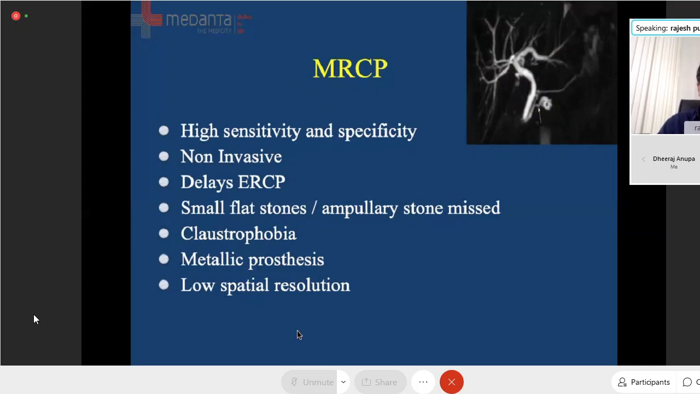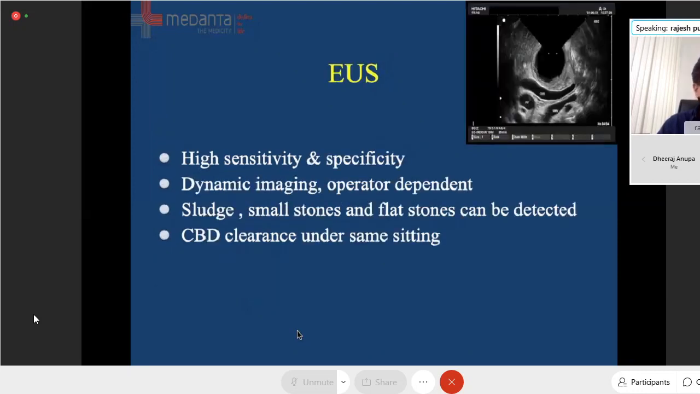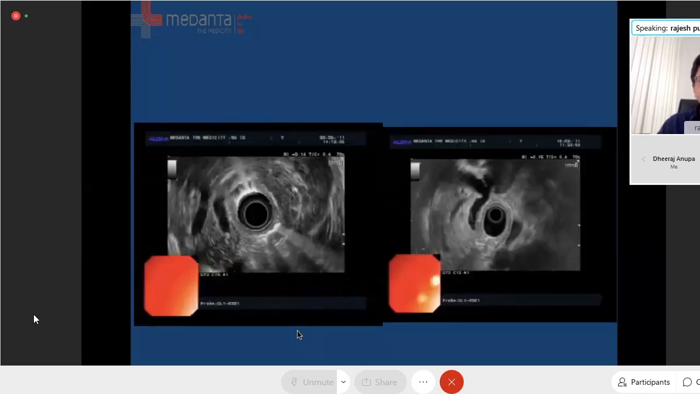But the problem is, for smaller stones of less than 6 millimeter, or the stone which is impacted at the ampulla, MRCP specificity goes down from 94% to 65%. So it is better to do endoscopic ultrasound. And endoscopic ultrasound has an advantage in the same sedation, in the same setting, on the same table. If the patient has a stone, EUS can pick up a 3 to 4 millimeter size stone as well as an impacted stone at the ampulla. So look at these small videos.